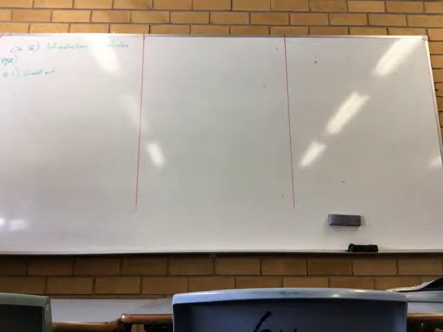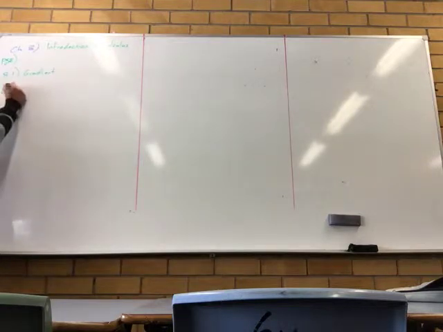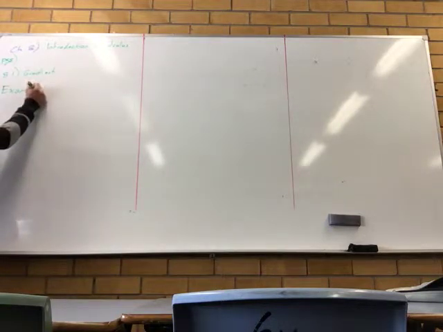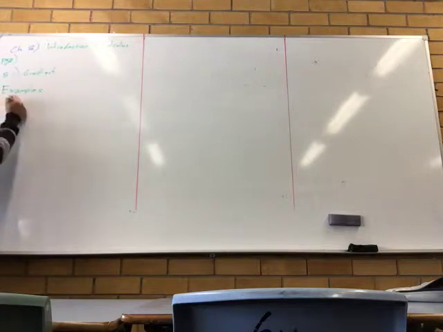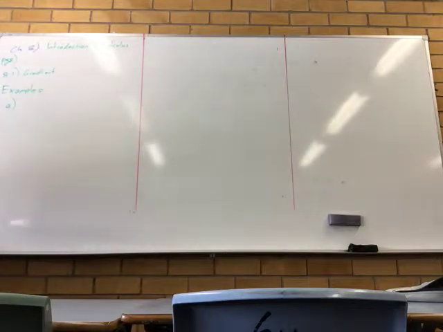So, let's look at some examples there. Example A. Right, so the graph shows the average distance travelled by a car over time. We need to find the gradient and describe it as a rate.